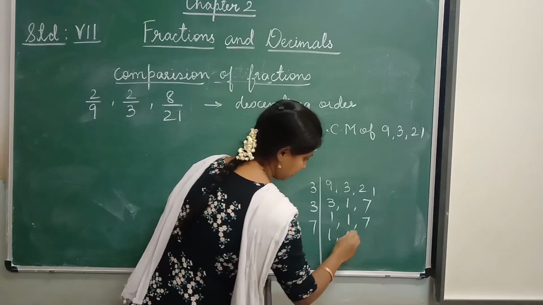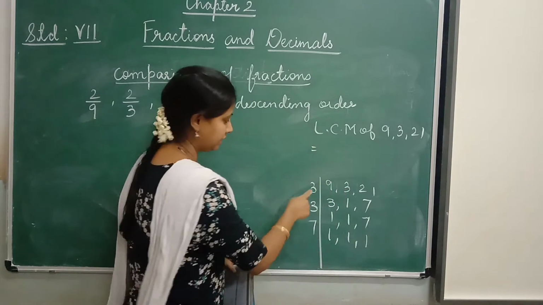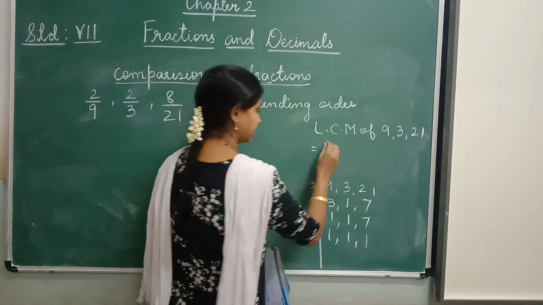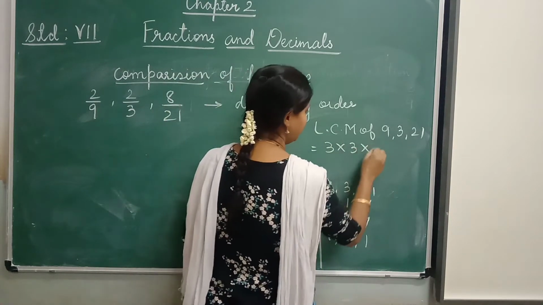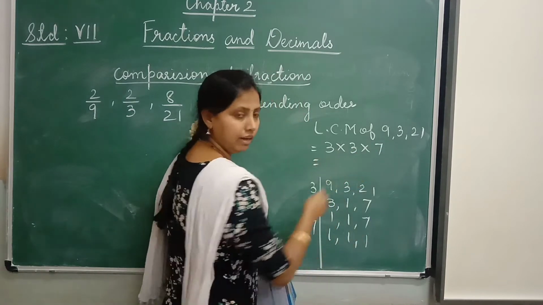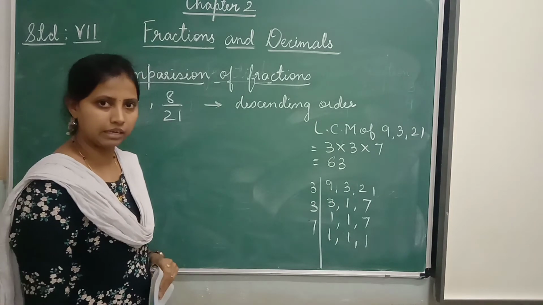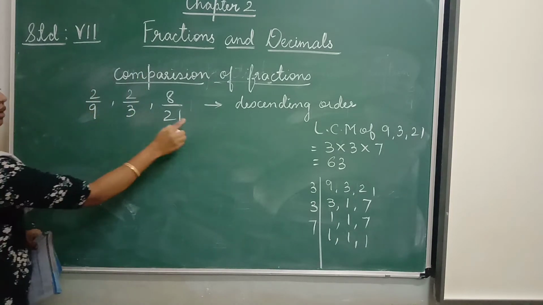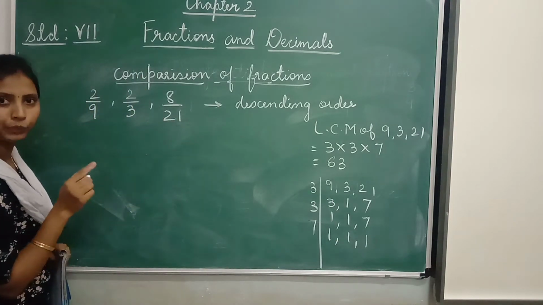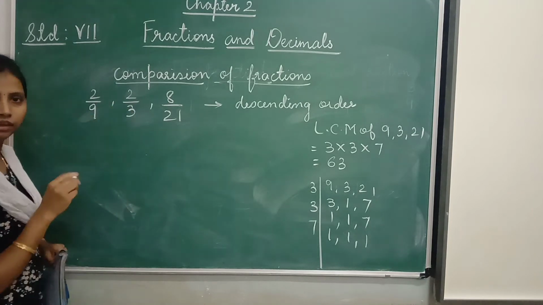So the LCM is the multiplication of the factors: 3 into 3 into 7. 3 3s are 9, 9 7s are 63. So 63 is the LCM, children. Now write all these fractions so that you get the denominator as 63.